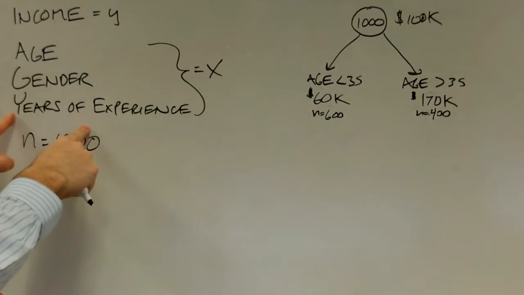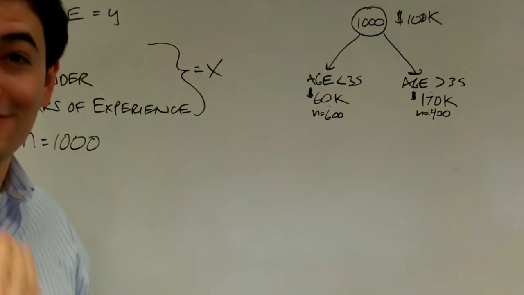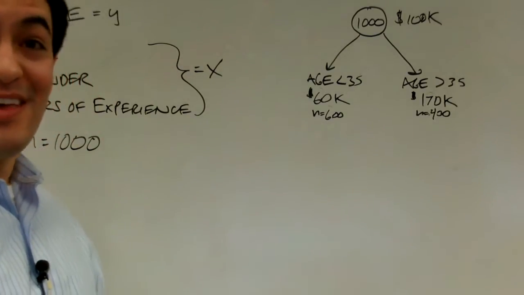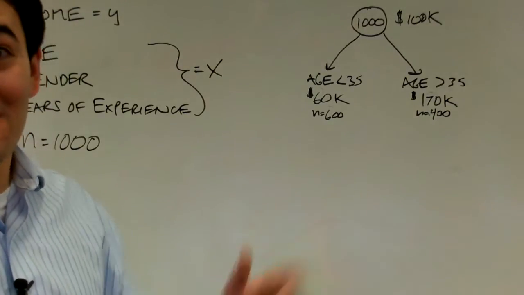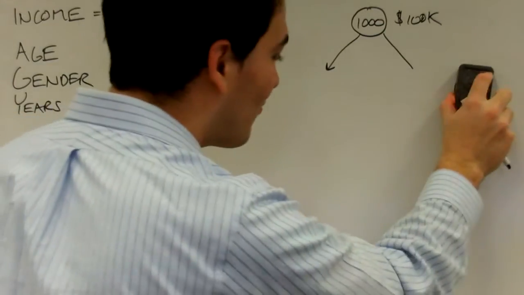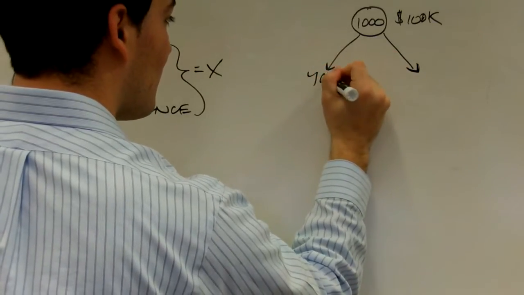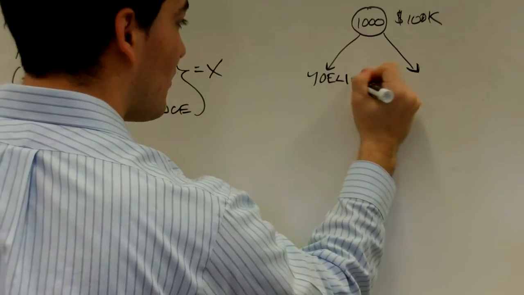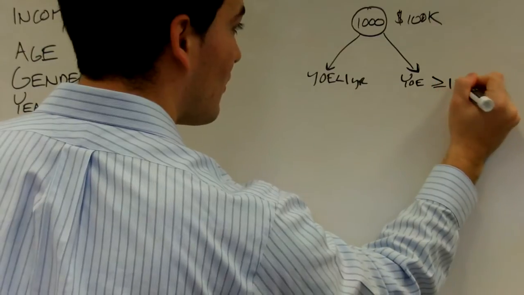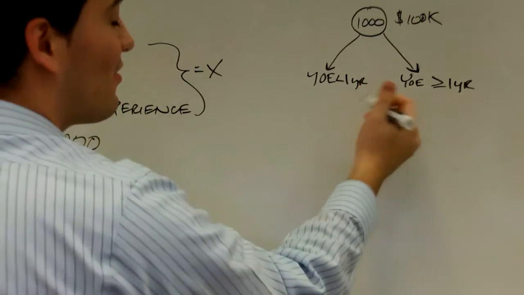Then we could go to years of experience. And let's say we try to split on years of experience, and we find that if somebody has 1 year of experience or less, they only make $50,000. And if they have more than 1 year of experience, they make $200,000. Let's make it really, really big numbers. Well, then the decision tree, this will be replaced with years of experience less than 1 year and years of experience greater than 1 year.